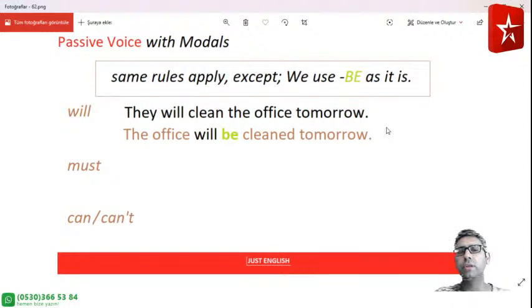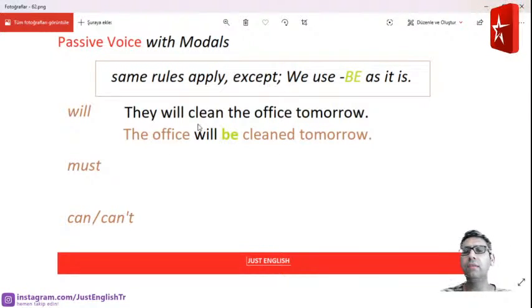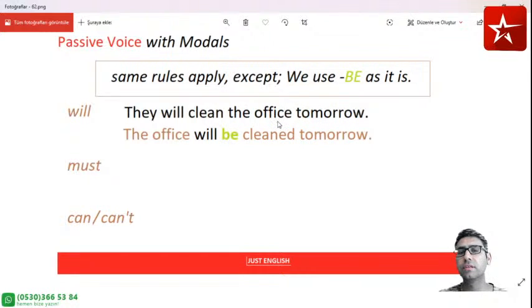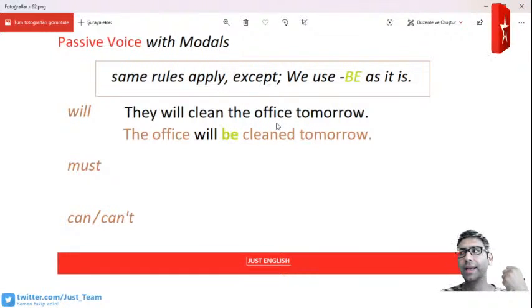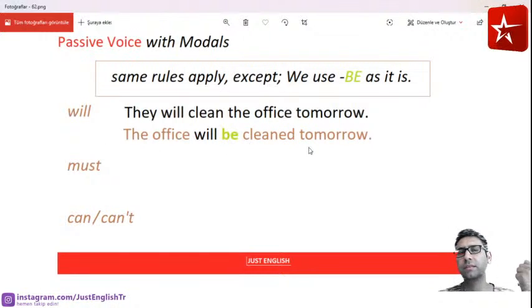So this is how we do it. They will clean the office tomorrow. So the office, this is the object, okay? I'm taking this and making it the subject of my passive sentence. The second sentence is passive. The office will be cleaned tomorrow. You see, same rules apply.